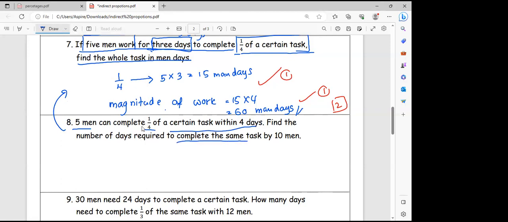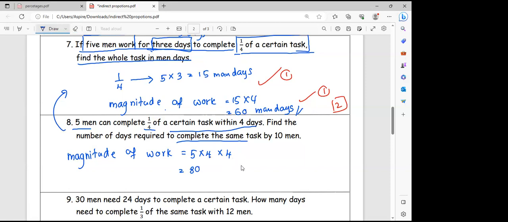That means you have to find the magnitude of the task first. Okay, or the magnitude of the work. Magnitude of work is equals to 5 times 4 times 4. This 4 is because 1/4 of the work equals to 5 times 4, no? Then to complete the work, that means the magnitude of the whole work equals to 5 times 4 times 4. It is multiplied by 4. 5 times 4, 20. 20 times 4, it is 80.